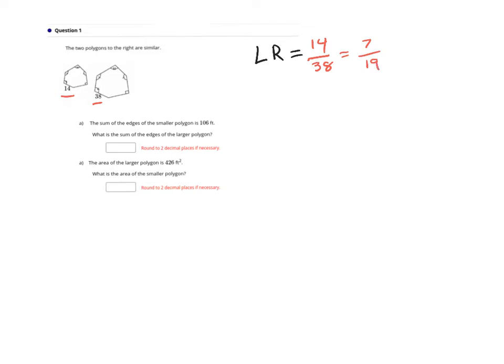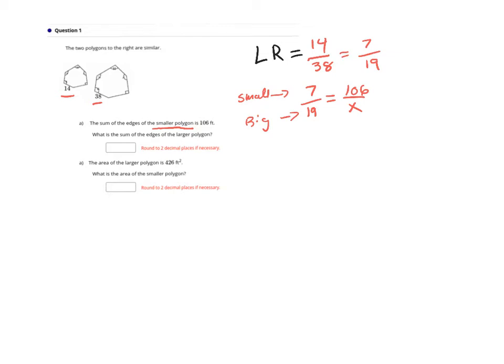Now, the ratio of 7 over 19 is the ratio of the two sides. That is also equal to the ratio of the perimeters. So you can set up a proportion and say that 7 over 19 is equal to the small perimeter over the large perimeter. In this case, it says the small polygon has a perimeter of 106. That goes on top because this number is small and this number is big. So then we're looking for this one here.